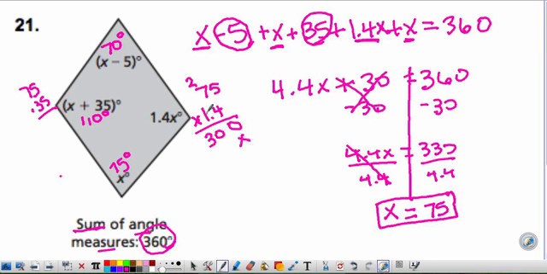1 times 5 is 5. 1 times 7 is 7. Add everything up. I have one decimal place in my problem, so I have one decimal place in my answer, so I end up with 105 degrees.